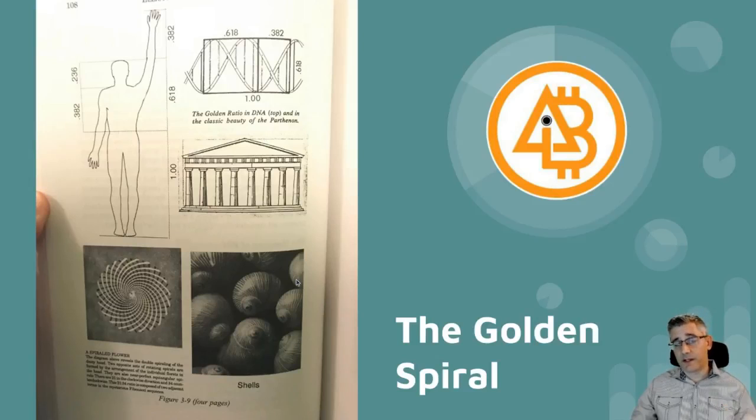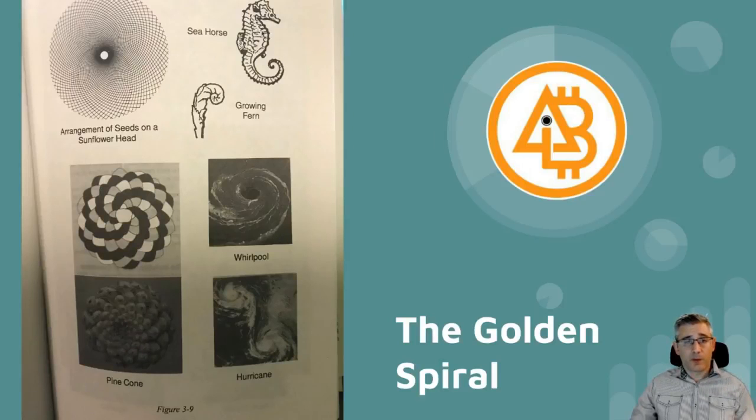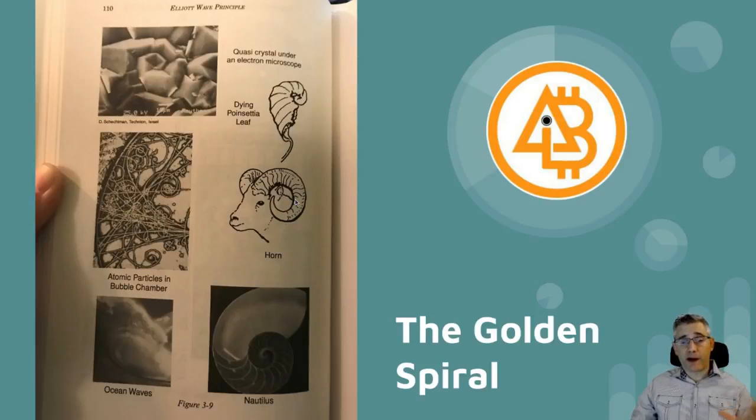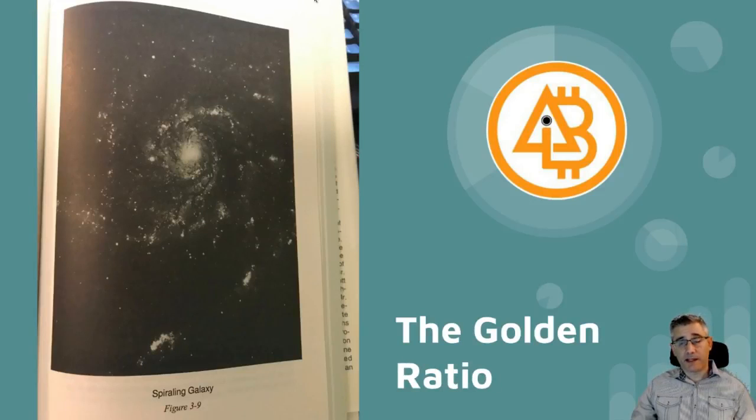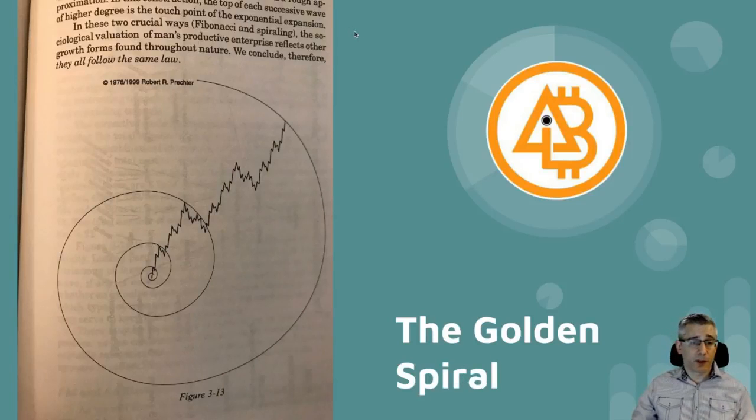And then we start to see it in nature: in shells, in a snail shell, in the proportions of a seahorse. We see it in a whirlpool, in hurricanes, in a pine cone, a ram's horn, a nautilus, ocean waves. These are quasi-crystals under an electron microscope, which also have the Fibonacci golden spiral, and even our own galaxy. So here's the Fibonacci spiral applied to the Elliott wave.